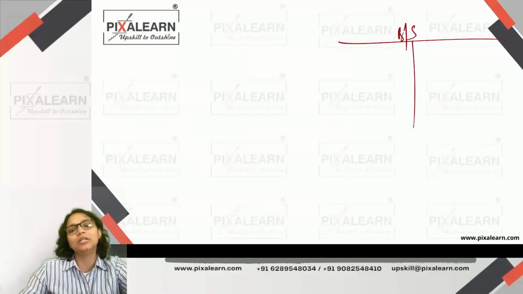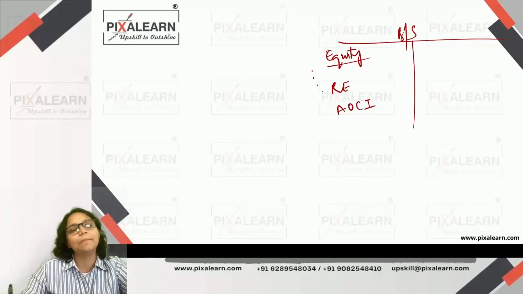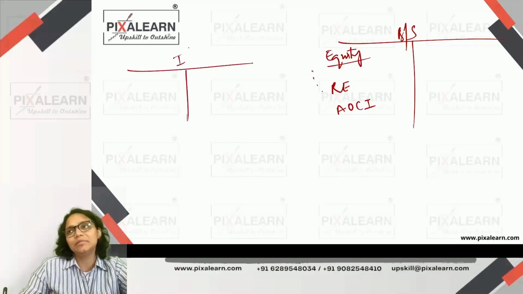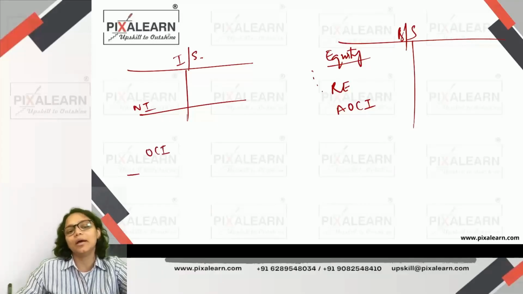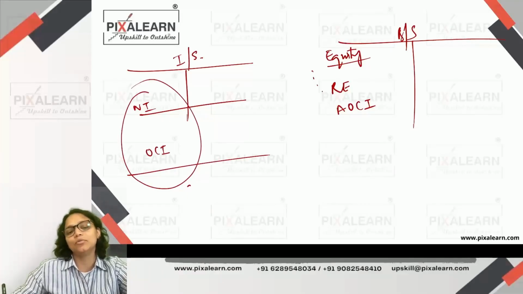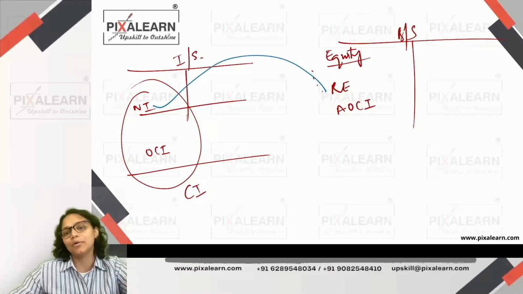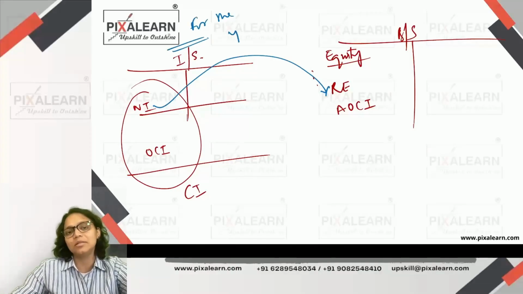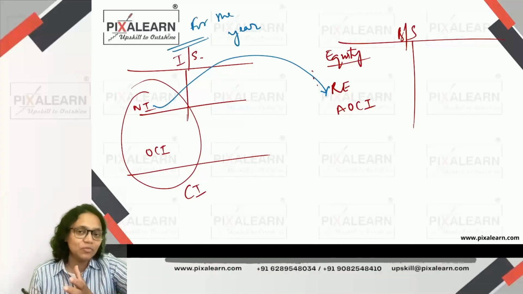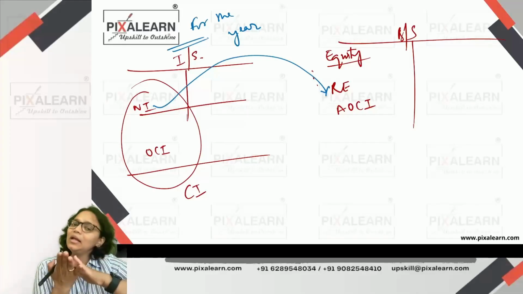You have balance sheet, you have equity, and the equity would have your retained earnings, AOCI. There are other stuff, right? And if you have your income statement, you will have your net income, you will have your OCI, and you will add these two to give you CI. The net income will flow through and become a part of your retained earnings every year. So this is only for the year statement, which means you don't have any opening balance. We started this year and then it ends this year.